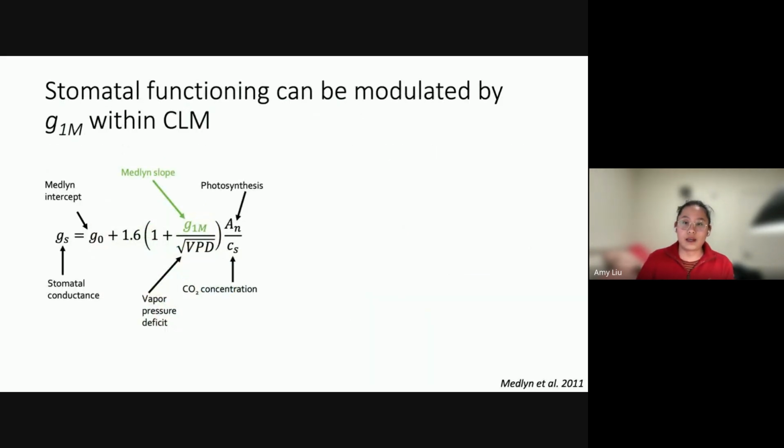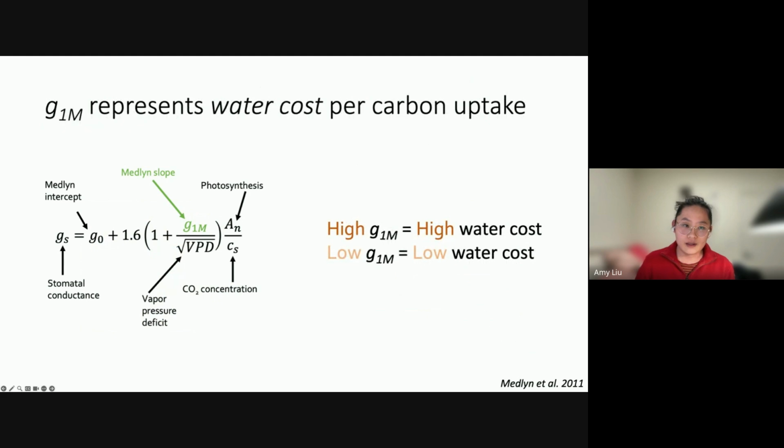Within CLM, we can modulate stomatal functioning using this parameter called the Medlyn slope parameter, or g1M. This is a parameter within the Medlyn model for stomatal conductance, which is this equation shown here. Intuitively, we can think of g1M as representing water cost per carbon uptake, where a high g1M corresponds to high water cost, and a low g1M corresponds to lower water cost.